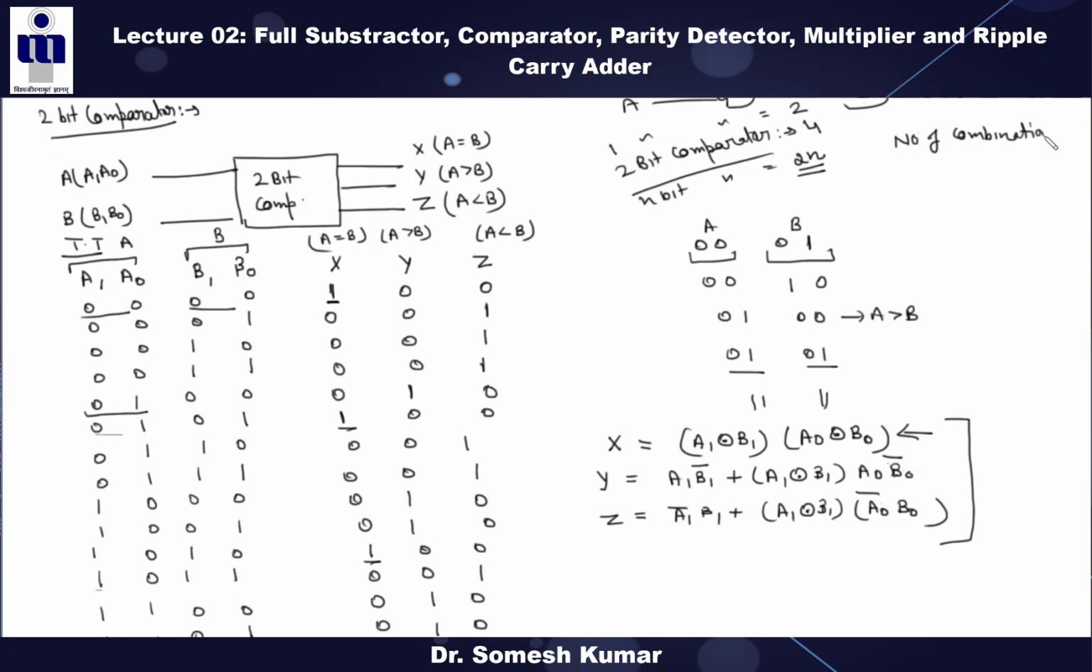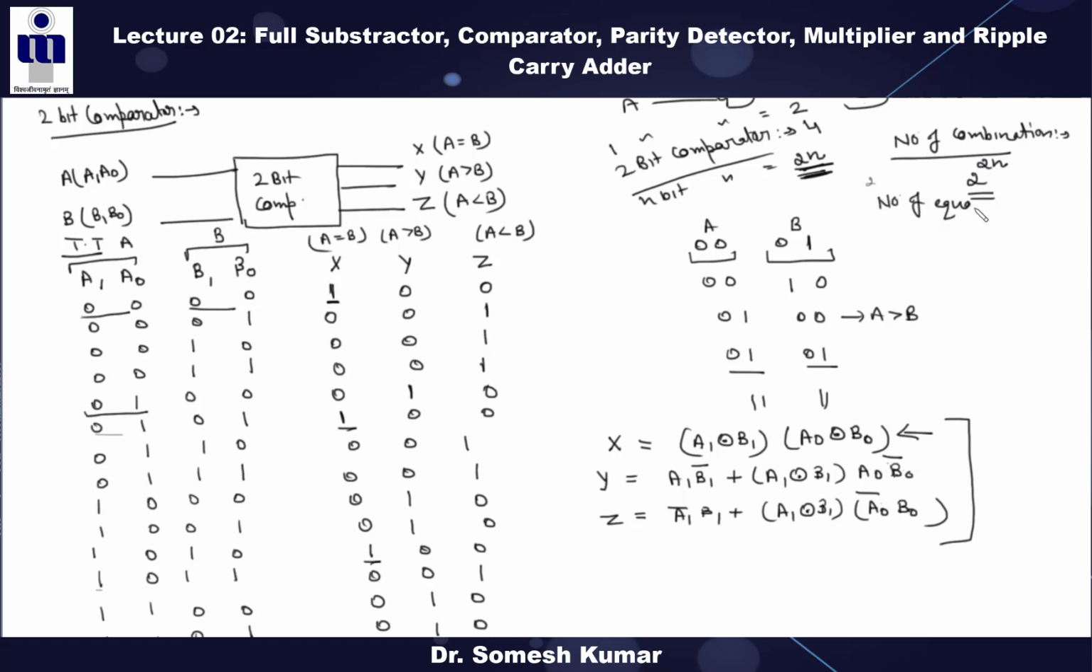If there are 2n inputs, then how many combinations are there in the n-bit comparator? 2 to the power n, right? If there are 2n inputs, then the combinations are 2 to the power of the number of inputs, so 2 to the power 2n. So the number of equal combinations.